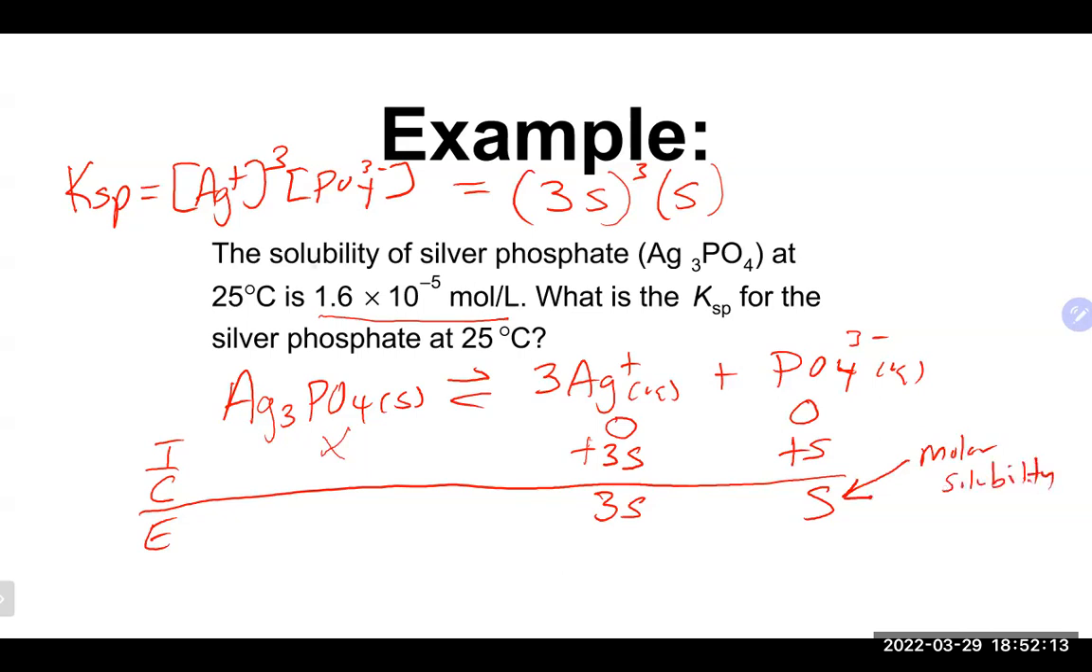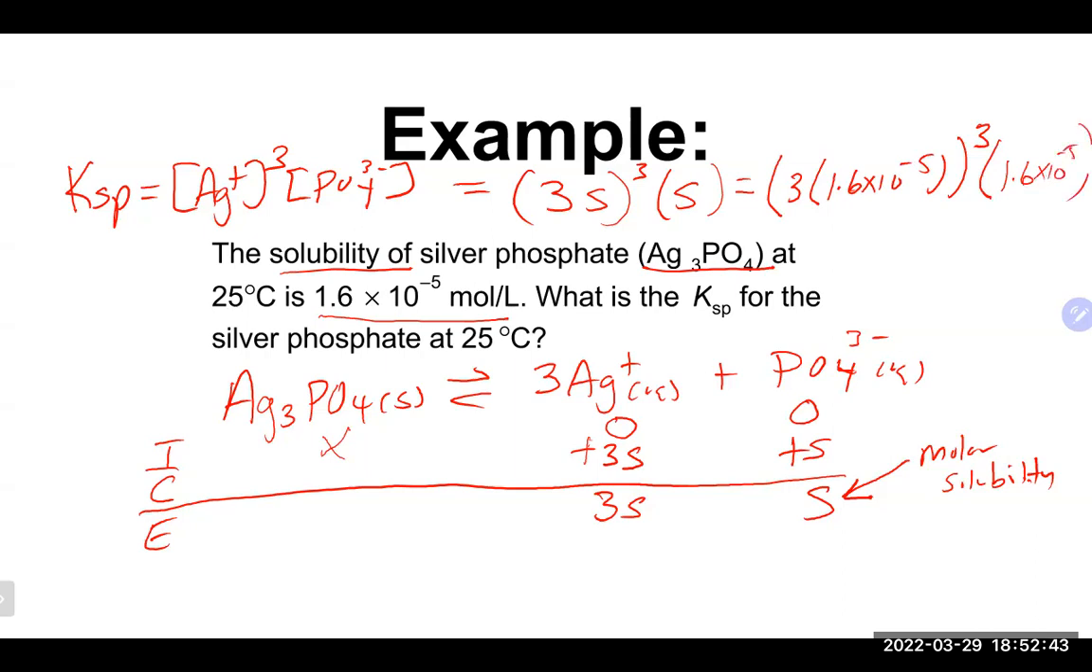And if we look at the question, it tells us that the solubility of this compound is 1.6 times 10 to the minus 5, which means that is the molar solubility, right? Moles per liter. And that number would go into here. And we would get 3 times 1.6 times 10 to the minus 5, cubed, times our s, which is 1.6 times 10 to the minus 5 here.